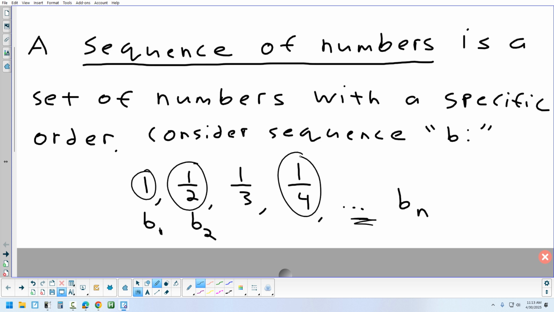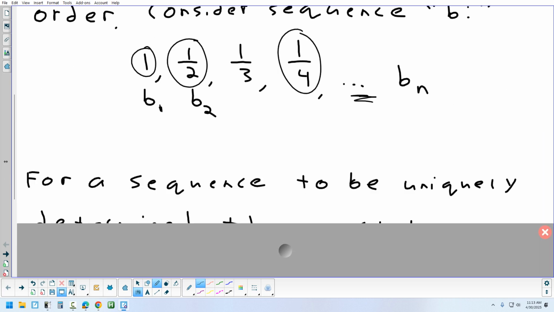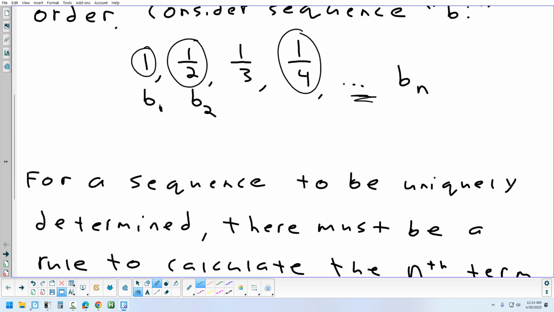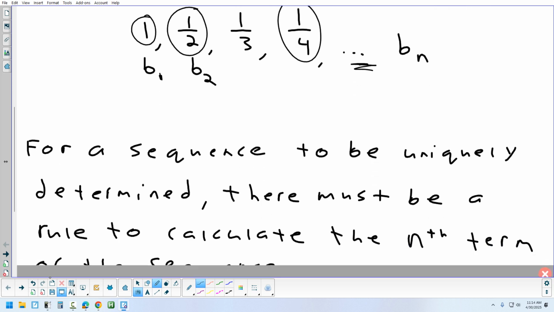Okay, and there's a pattern to those numbers. They're not random. There's a way I'm getting the number that I'm showing you in that sequence. So in order for a sequence to be uniquely determined, there has to be some rule that's giving you the terms.